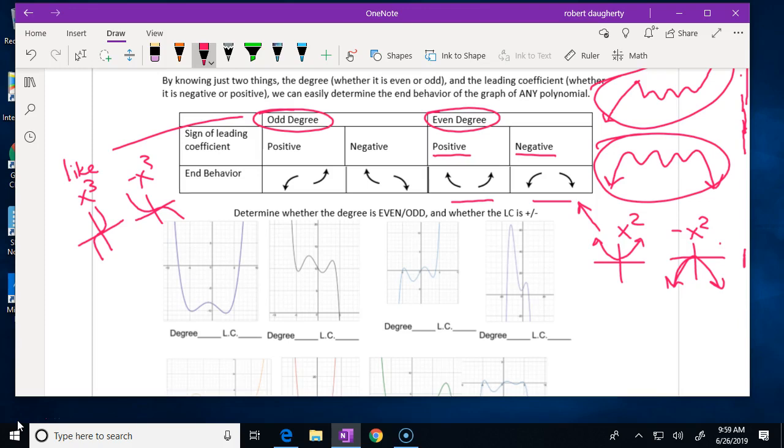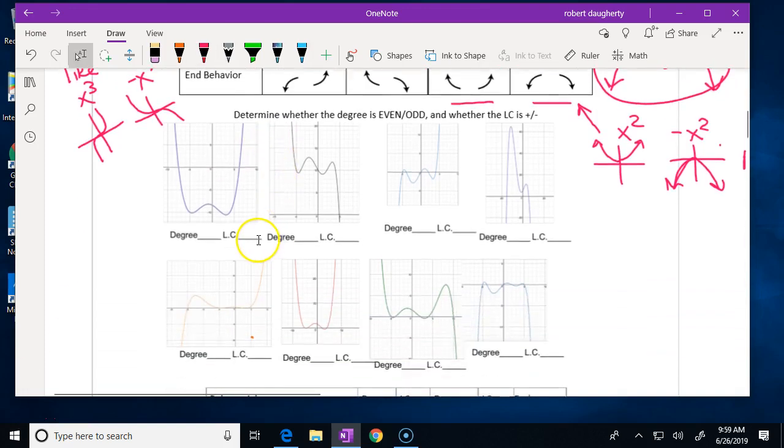So we can look at polynomials in this case, and we can see what the degree is and whether that's positive or negative. So let's look, for example, in this first one. So both of these things point up. So I know that the degree of this has to be even. So this is, and I'll just go and write it here, this is an even degree polynomial. Since both of them point up, just like x squared, this leading coefficient has to be positive.